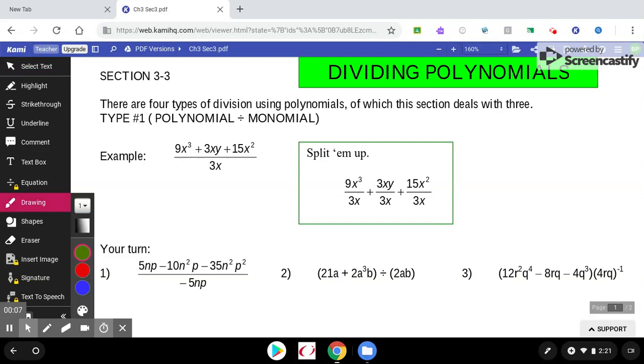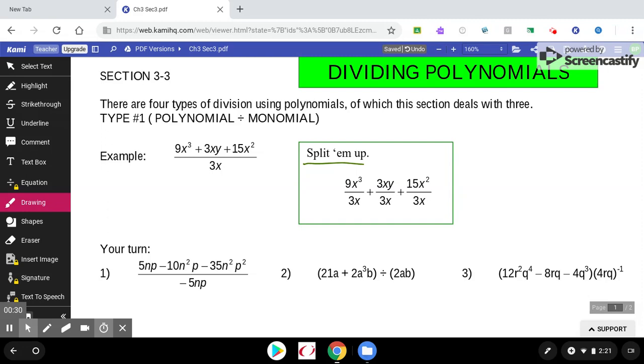There are three different methods that we're going to talk about here. For part one video, we're going to talk about what I like to call the split 'em up method. It's not really a name, but right here, split 'em up. But the key for this is you've got to know when to do which kind. So we're going to talk about split 'em up, long division, and synthetic division.